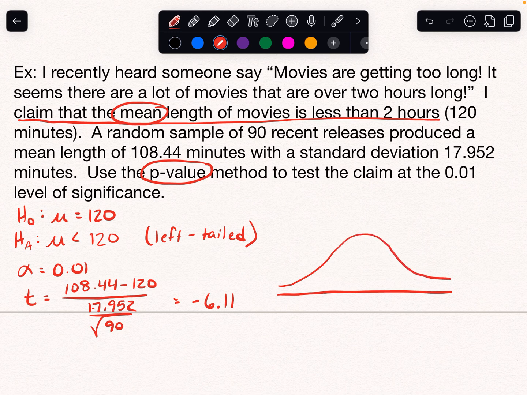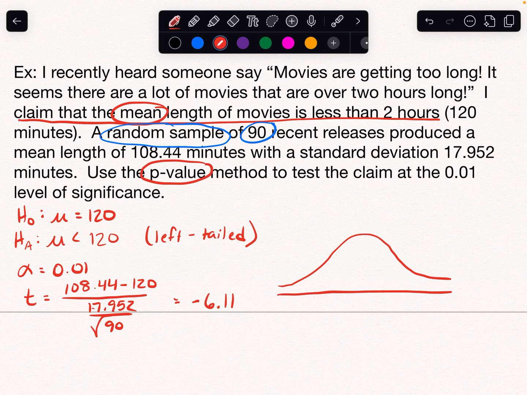Oh, I didn't even check my requirements. Random sample. Bam. Requirement, check. Oh, sample size larger than 30. Check. Oh, man, sorry I missed that step. I know you guys were dying to do that part.